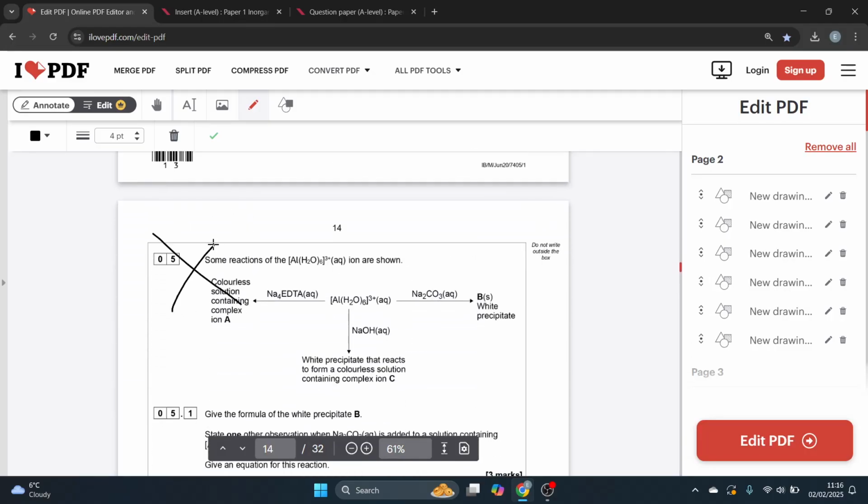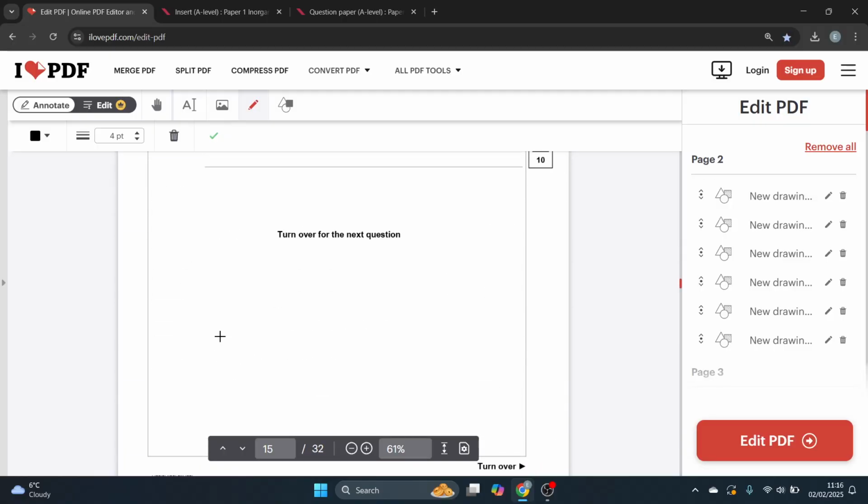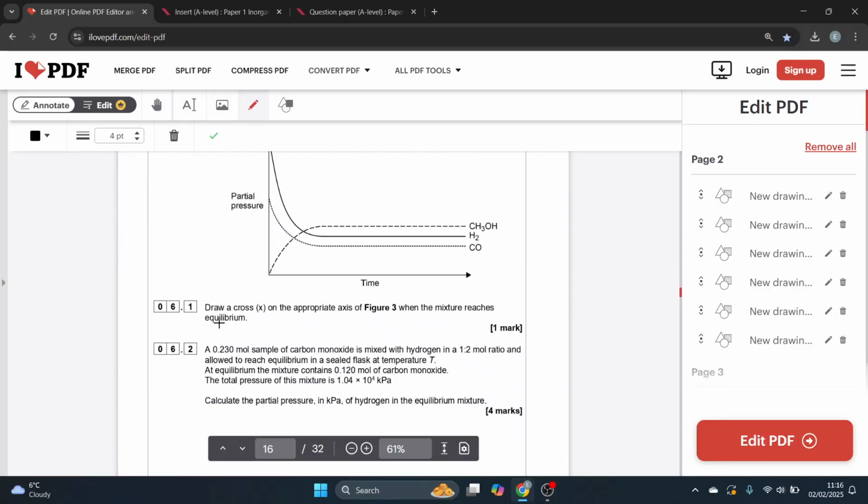Question 5, can't go through that because it's all about complex ions and that. Question 6, draw a cross X on the appropriate axes on figure 3 when the mixture reaches equilibrium. So when the mixture reaches equilibrium, it should be something like here. Obviously, you can't just put it anywhere, you have to put it on the appropriate axis. No, you can't put it just here. That won't work. So here should be fine.